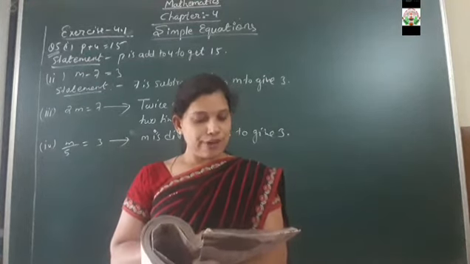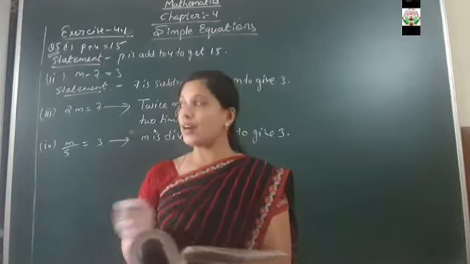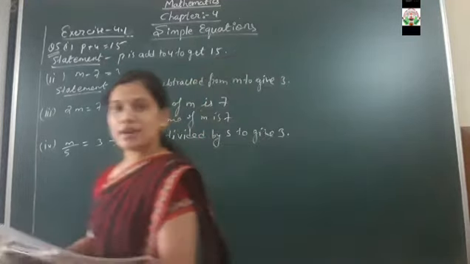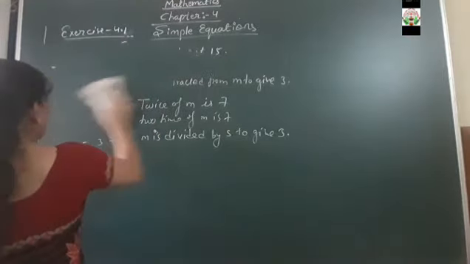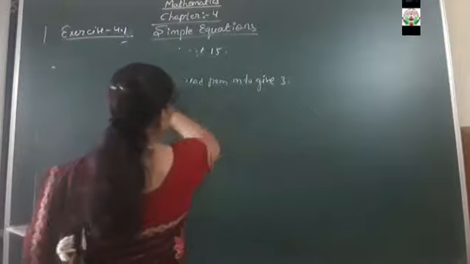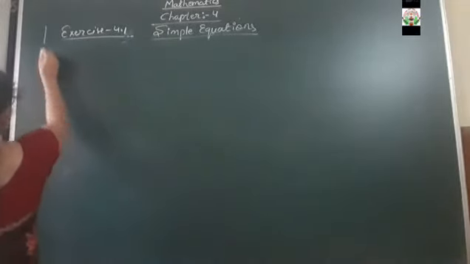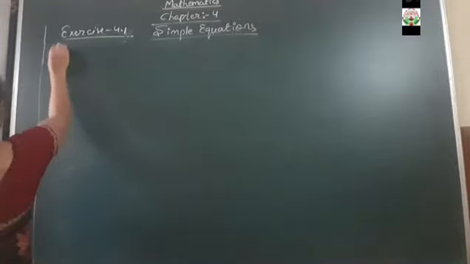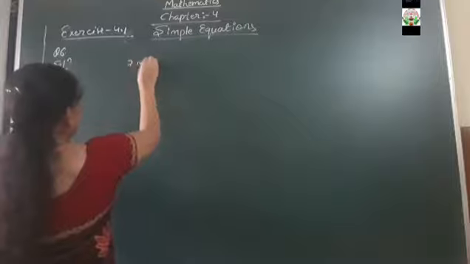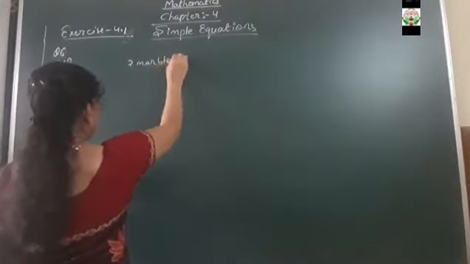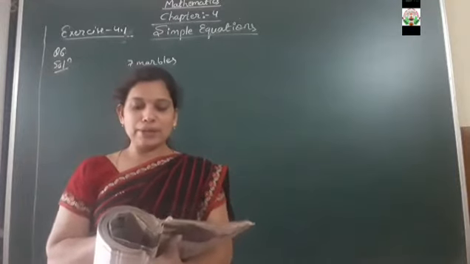First, Irfan says that he has 7 marbles. How many marbles is Irfan going to have? Irfan is having 7 marbles. So 7 marbles Irfan is having. Clear? More than 5 times the marbles Parmeet has.